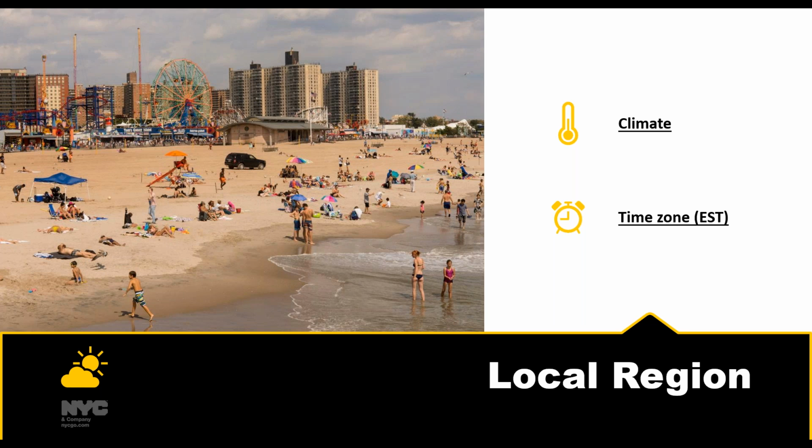New York City has a humid subtropical climate with 4 distinct seasons. We are currently in our summer season, which you can see in the Coney Island beach over here. Our beaches in New York City are currently open for sunbathing and swimming. Moving to time zone, New York City is on Eastern Standard Time. So that's Greenwich Mean Time minus 5 hours, with an exception for daylight savings time.